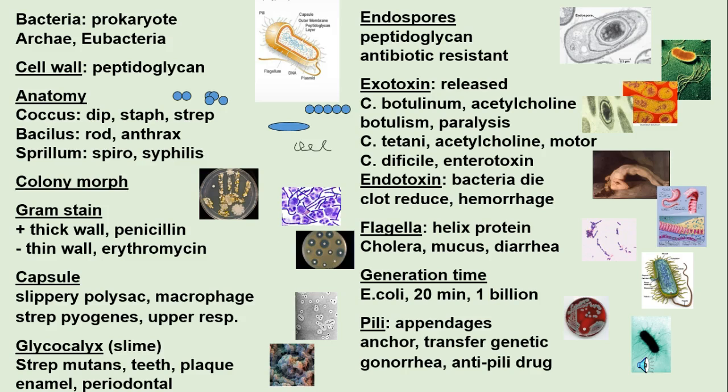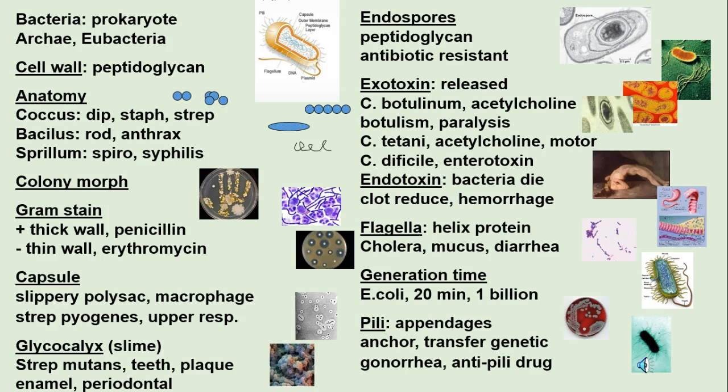Endospores, these are proteins released by the cell wall. That's what the peptidoglycan is about. Exotoxins, we think of the Clostridia group. Botulinum, where you relax to death. Tetani, where you kind of flex to death. Difficile, where you have diarrhea to death, I suppose.